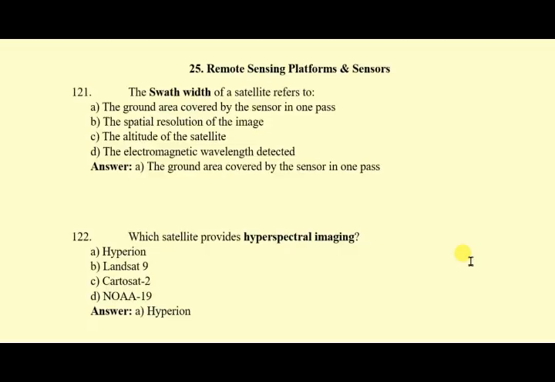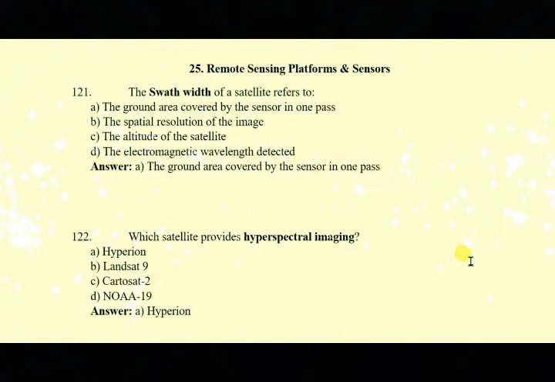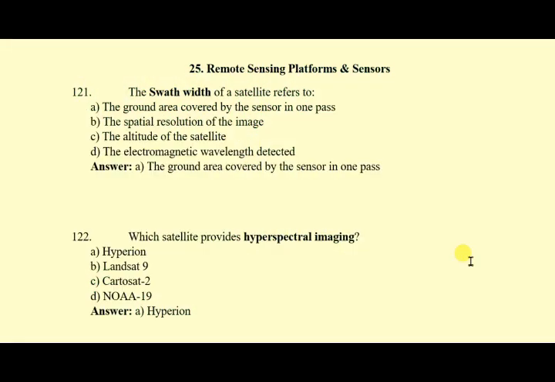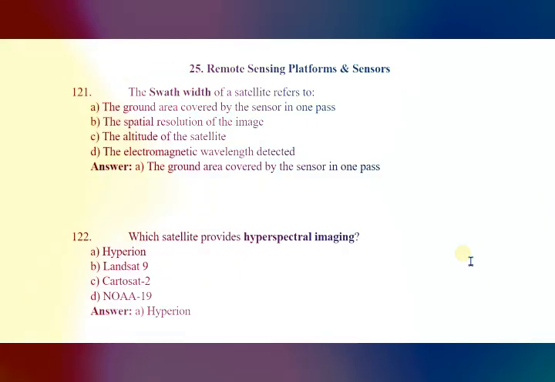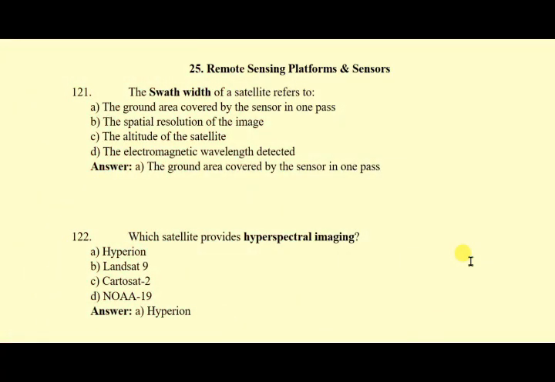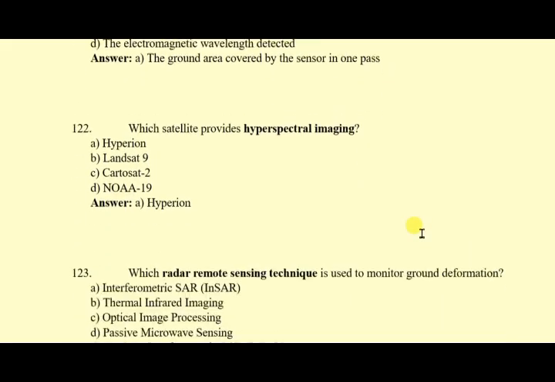25th category, remote sensing platforms and sensors. 121 question. The swath width of a satellite refers to the ground area covered by the sensor in one pass, the spatial resolution of the image, the altitude of the satellite, the electromagnetic wavelength detected. Here the right answer is the ground area covered by the sensor in one pass.